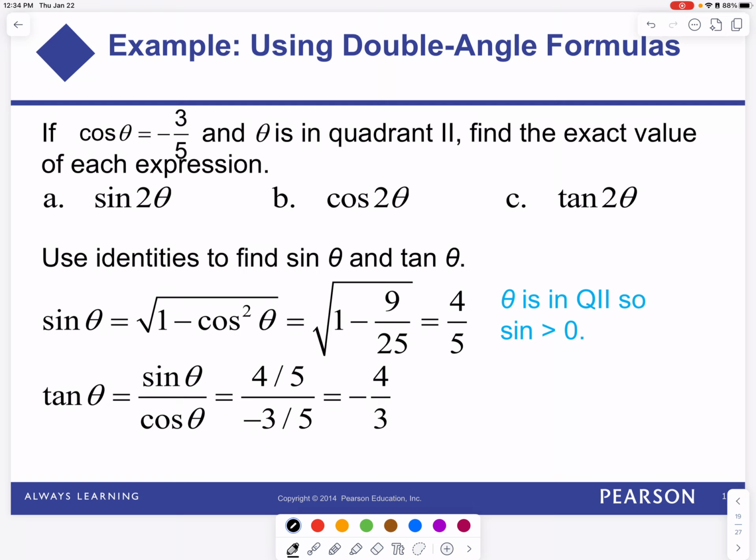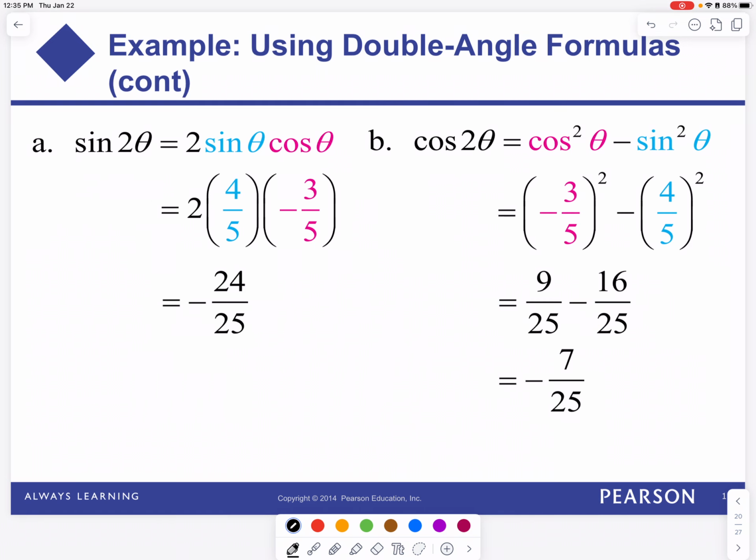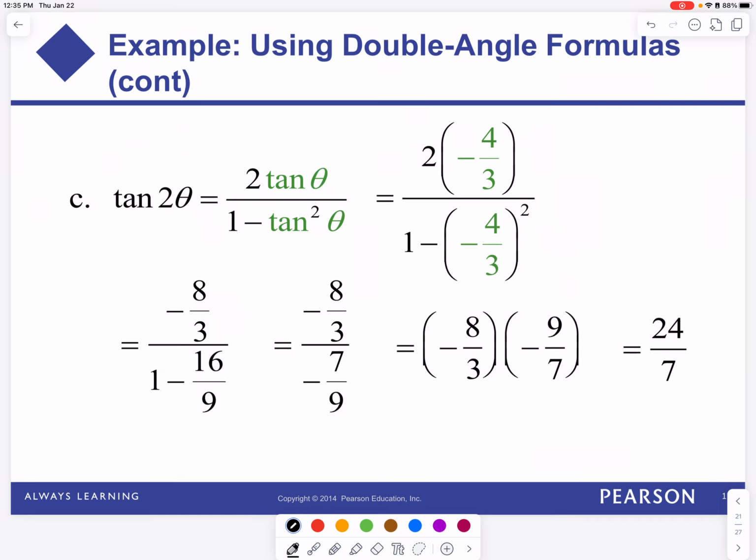Okay, so for sine, we use identities to find sine and tan. Sine is 4 over 5. I don't think we found tan, but that's fine. For A, it's negative 24 over 25. B was negative 7 over 25. And then C was a positive 24 over 7. I think we got the same results, okay?